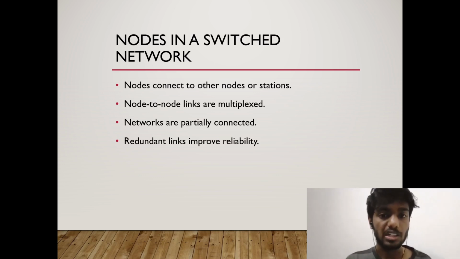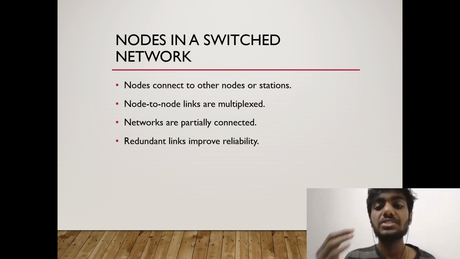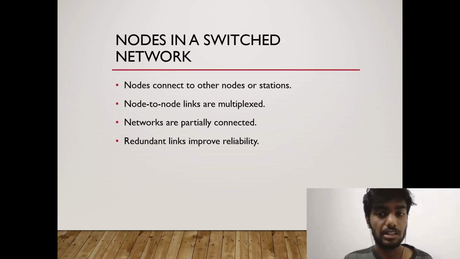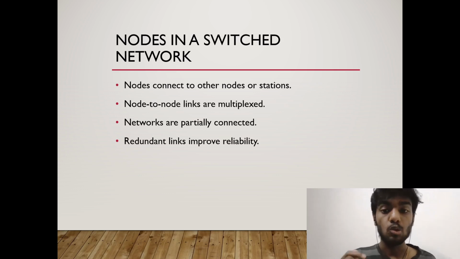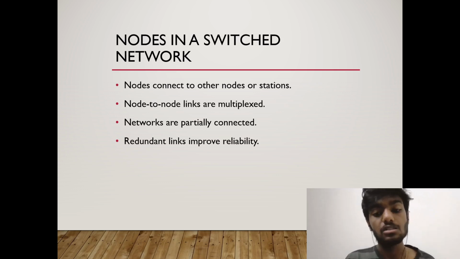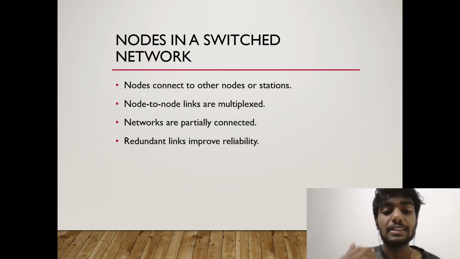Node to node links are usually multiplexed. What we mean by multiplexed is that multiple signals share the same physical link. Most networks are partially connected, which means they are not fully connected, and some redundant connections are always there in order to improve the reliability.